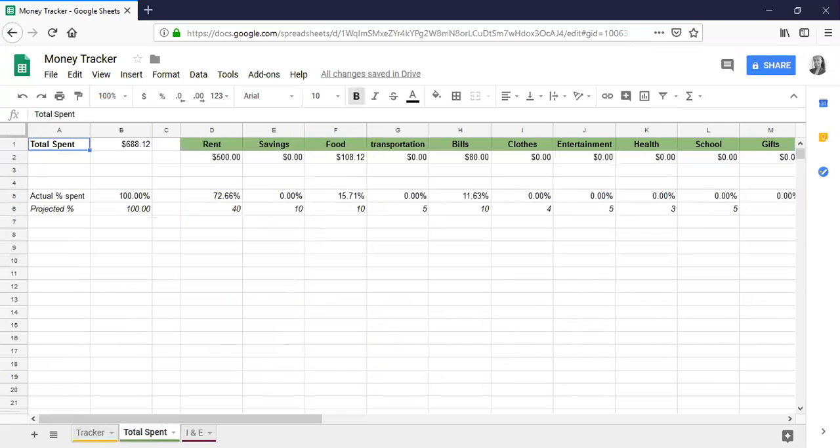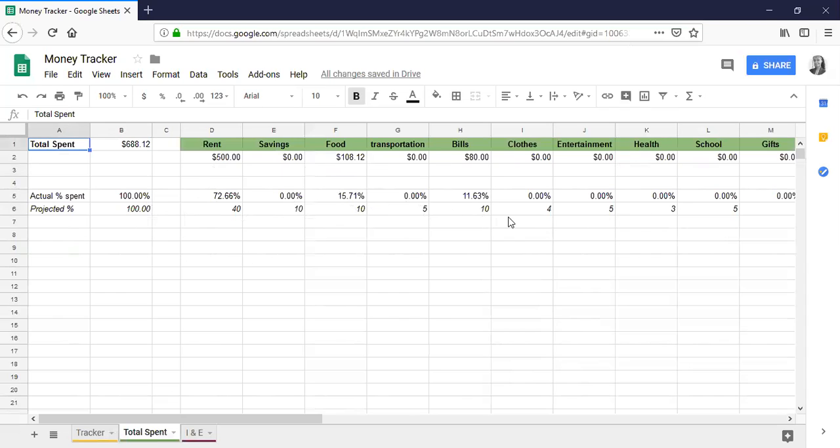And the second tab is the total spent. So this is basically telling you, out of the amount of money you spent, this is where it's going, right? Of what we just put in, 72% of the money spent went to rent. And these are projected. Say most of the money I spend, 40% is going to go to rent, 10% to savings, 10% food, and so on.